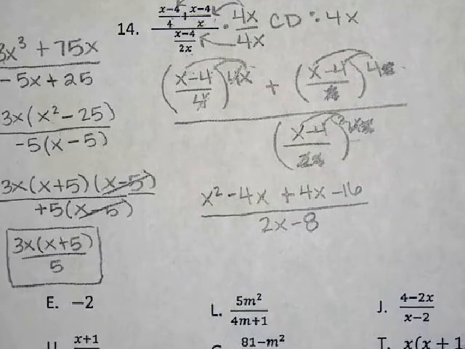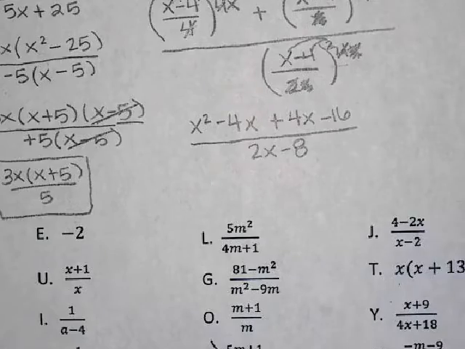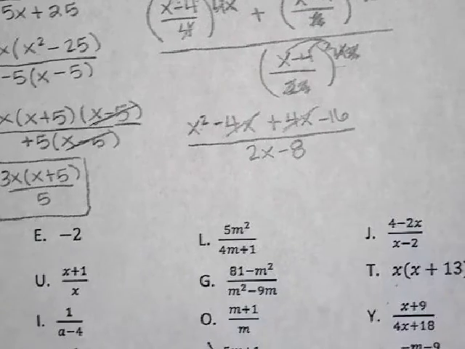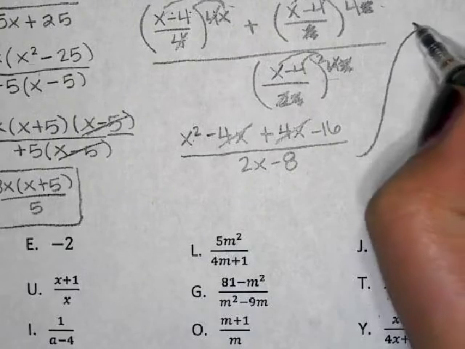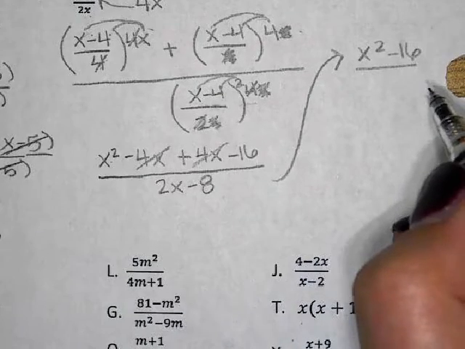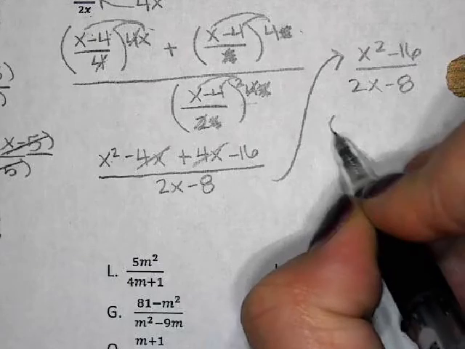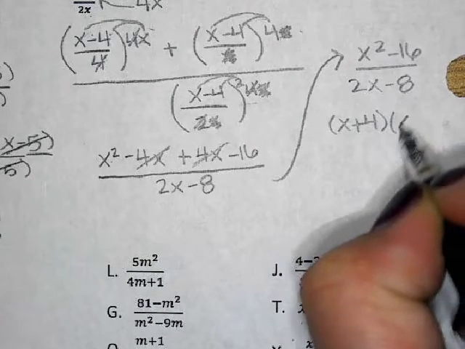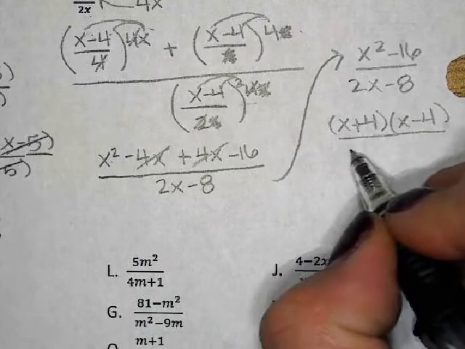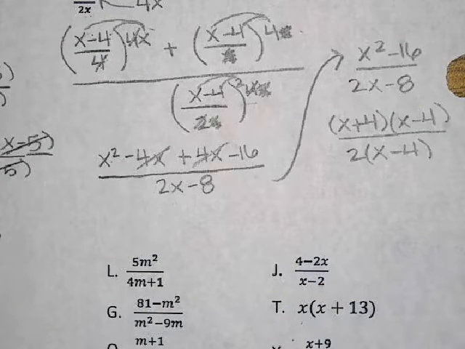So what do you guys see on the top? Yeah, the 4x's cancel each other out, and we get x squared minus 16, and that should make us think of something, right? That's difference of squares. That gives us x plus 4, x minus 4. Okay, so on the top, x plus 4, x minus 4. And then what do we have on the bottom? Okay, on the bottom we take out a GCF of 2, and we have x minus 4. And then the x minus 4's cancel.